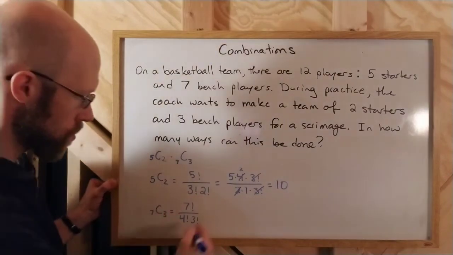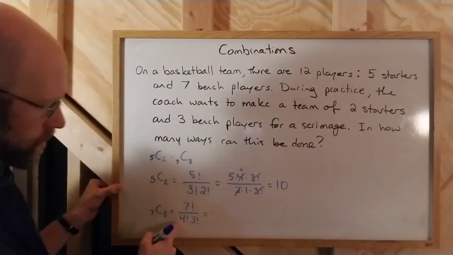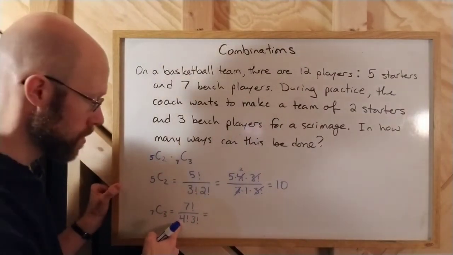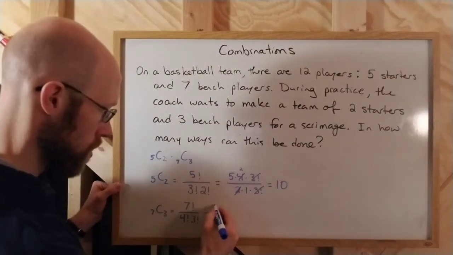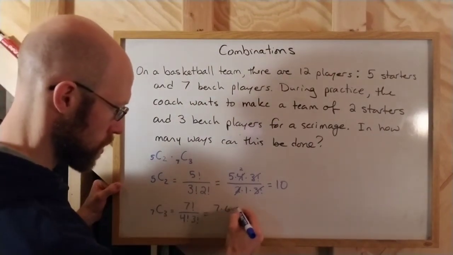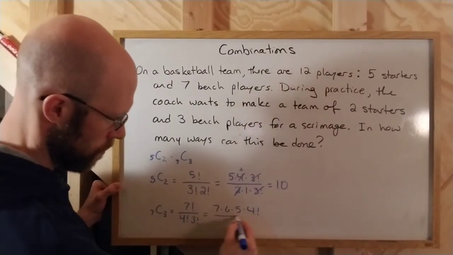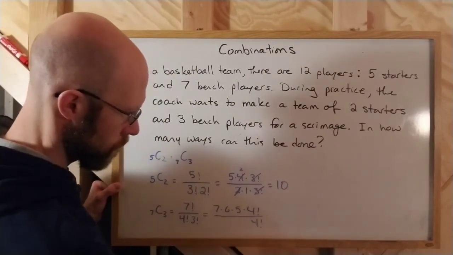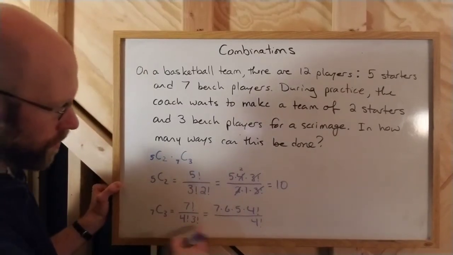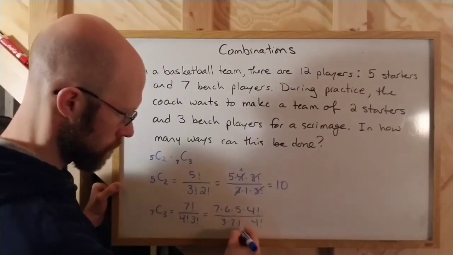With 7 choose 3, I calculate that out. Now I always cancel the bigger factorial usually, first. So this is 7 times 6 times 5 times 4 factorial. I'm going to get rid of the 4 factorial on the bottom with it. And then there's a 3 factorial, which is 3 times 2 times 1.